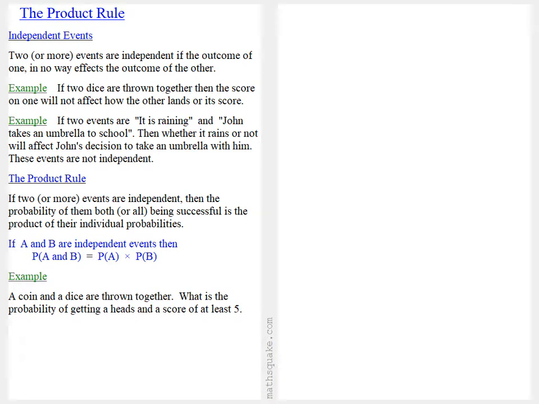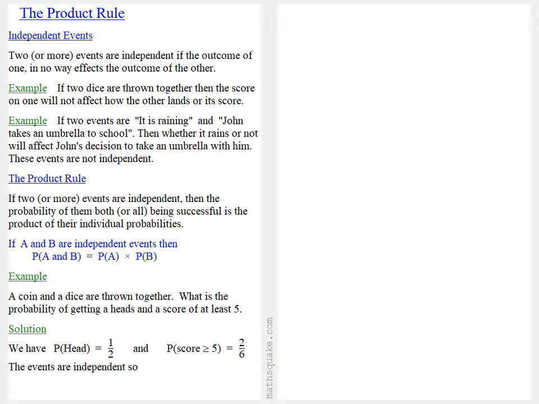So, for example, if a coin and a dice are thrown together, what's the probability of getting a heads and a score of at least 5? Now, to solve this, on the coin, the probability of getting a head is a half, and on the dice, the probability of getting a score greater than or equal to 5 is 2 out of 6. There are two possible outcomes, 5 or 6, out of a total of 6 outcomes. These events are independent.